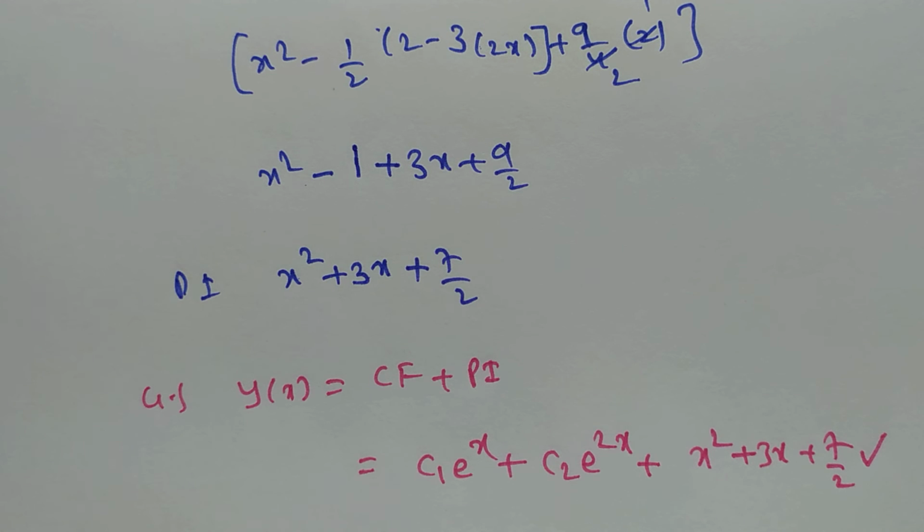Friends, to find the solution of f of d into y is equal to q of x, if q of x is either sin ax or cos ax or e power ax form, or x to the power of m form, and if it is having a constant or e power ax into f of x form, then you can apply the shortcut method. Of course, a power x also we can apply the shortcut method. We need to find out the complementary function and the particular integral, which gives the general solution.